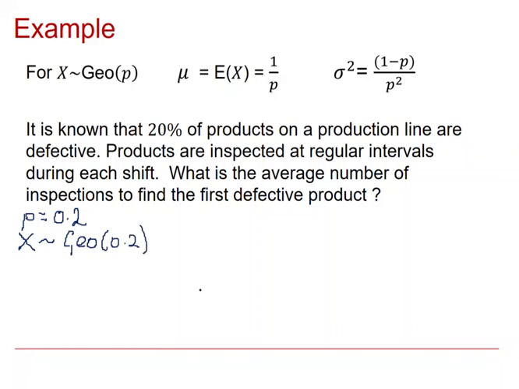And we have simply been asked to find the average number of inspections to find the first defective product. So we simply want the mean for x, or the expected value for x, which is 1 divided by P, 1 divided by 0.2, or 5. And that means that we would expect on average to find one defective product every 5 inspections.